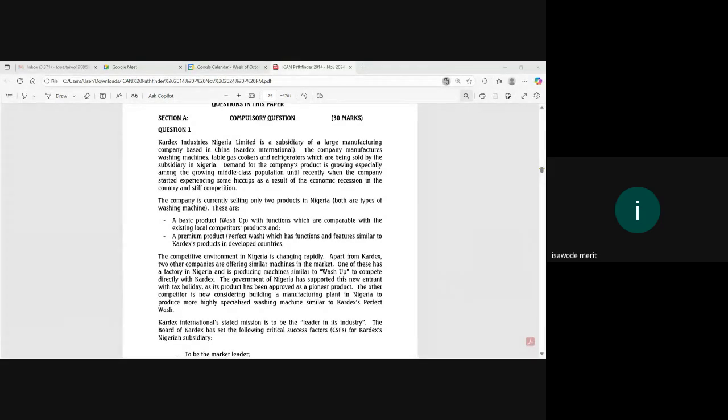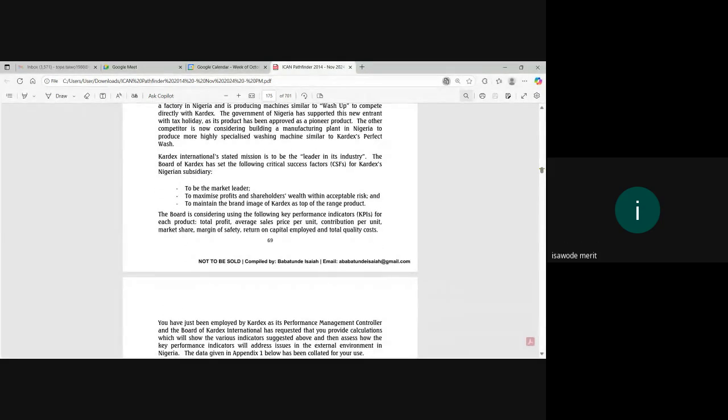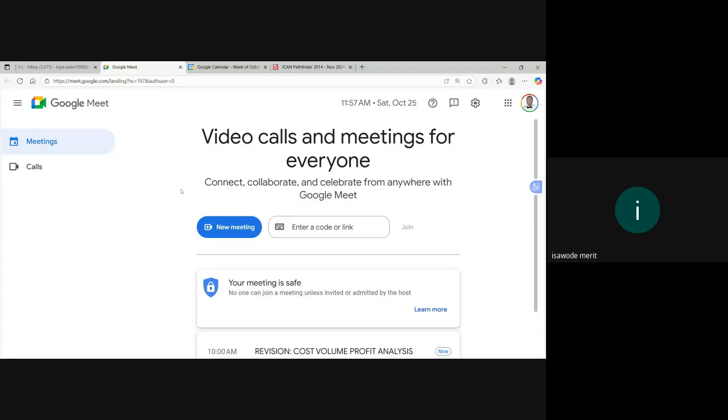Cades International's stated mission is to be the leader in the industry. The board of Cades has set the following critical success factors for the Cades Nigeria subsidiary: to be the market leader, to maximize profits and shareholders' wealth within acceptable risk, and to maintain the brand image of Cades as top of.